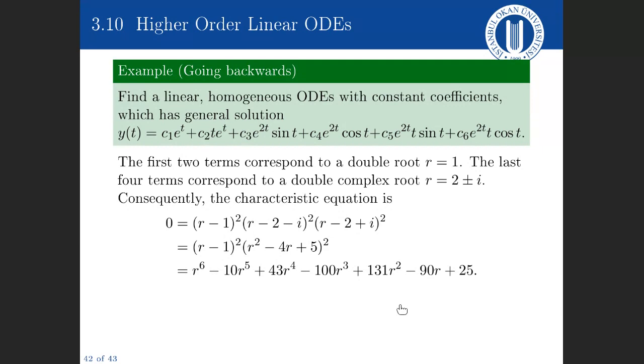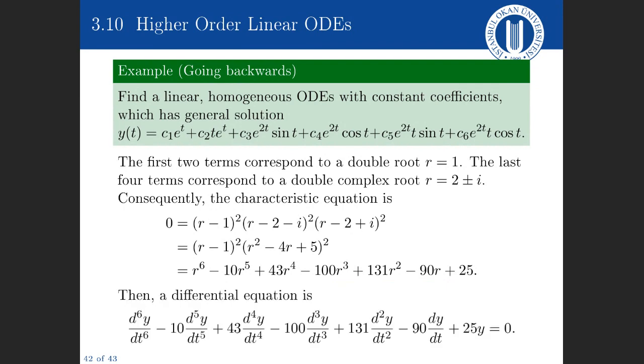What we do is we multiply this all out, and we end up with the characteristic equation r to the power 6 minus 10 r to the power 5 plus 43 r to the power 4 minus 100 r cubed plus 131 r squared minus 90 r plus 25, which I leave for you to check. As soon as we know a characteristic equation, we can write down the differential equation because the numbers must be the same.